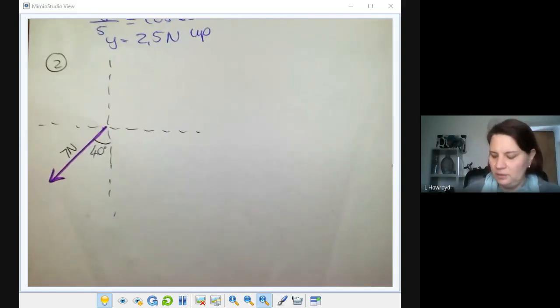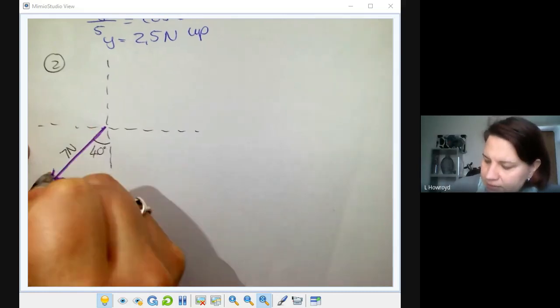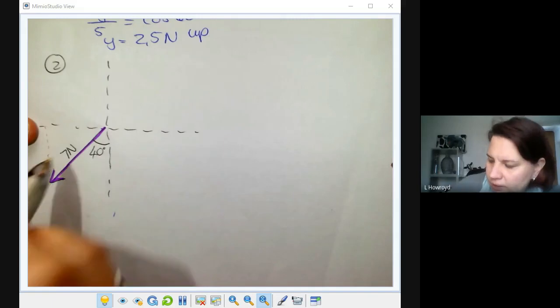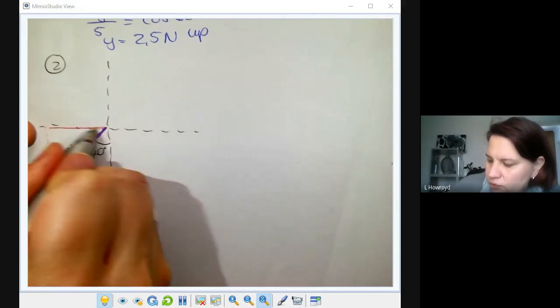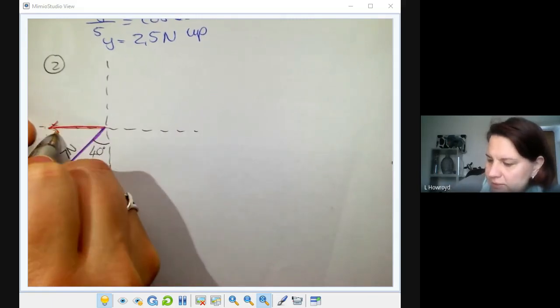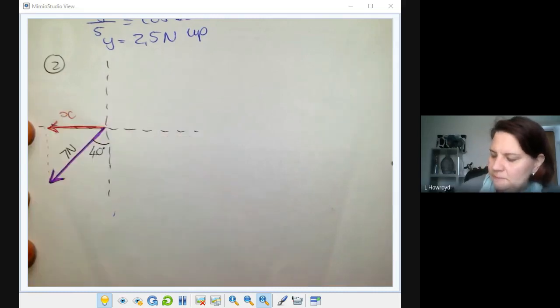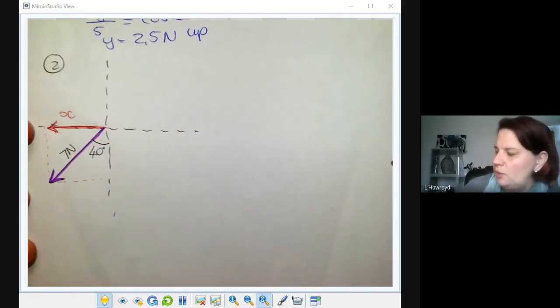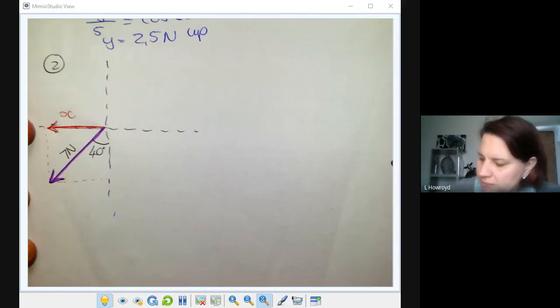Okay, so again, where do I start? This is terrible. I'm going to start with my x-axis. So I draw from the point to here, and I'm going to then show an x-axis. Okay, I'm then going to take it to the y-axis.